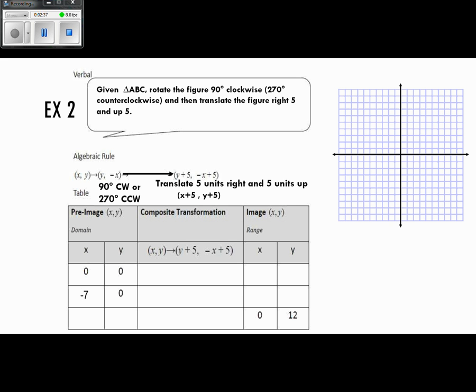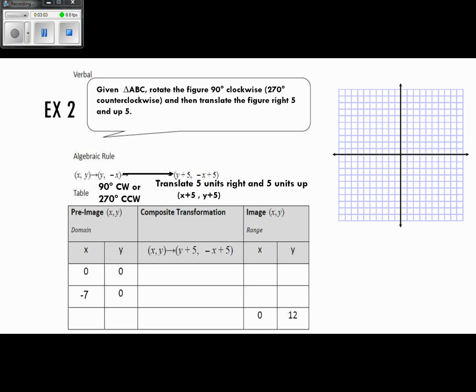So we can go ahead and fill out our verbal. So given triangle ABC, I'm going to call my points ABC. You don't have to, just like in the last one, I called my points ABC, but you don't have to. So given triangle ABC, rotate the figure 90 degrees clockwise or 270 counterclockwise, whatever floats your boat, and then translate the figure right and up 5.